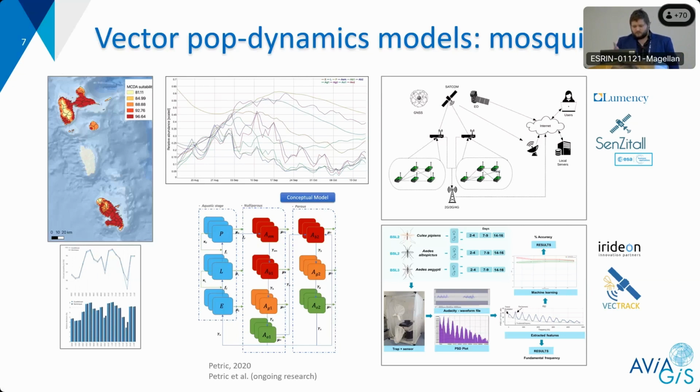I present this for vectors, but we do the same for diseases in Latin America and in Southeast Asia, and we also work together with ECDC for the ADIS risk project, for example, for dengue in Europe. So that's it.